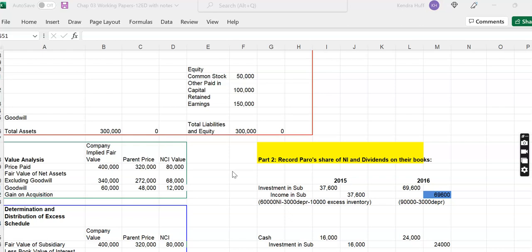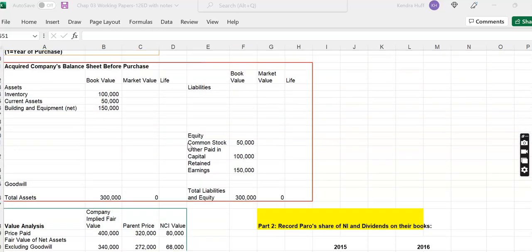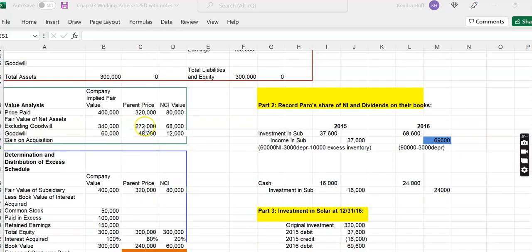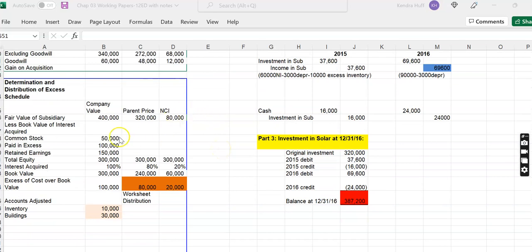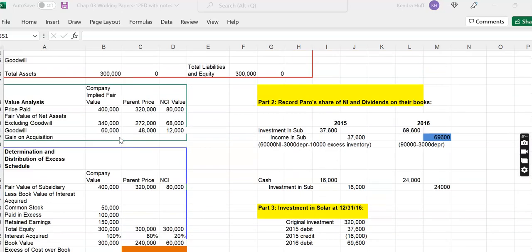the simple equity method, and in problem 3 we used the sophisticated equity method. So all the stuff at the top is the same. Value analysis is the same, and the determination and distribution of excess is all the same as problem number 2. Okay? All right, and that was part 1, was to do that stuff, and it was all the same. So you could really just copy it over if you wanted to.